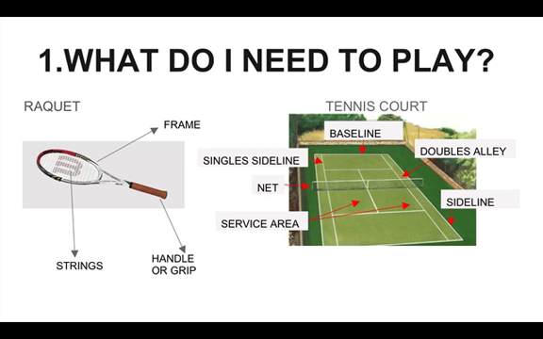So what do I need to play? You'll need a racket, which has three parts: the grip or handle, the frame, and the hitting area or strings. In the tennis court, tennis is played on a rectangular flat area, and it can be played on a variety of surfaces. They include clay, grass, and hard surfaces like cement or concrete.